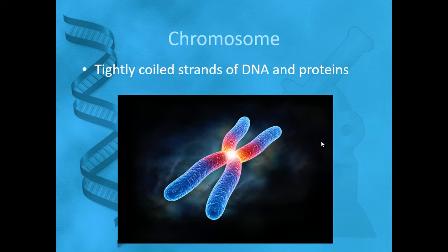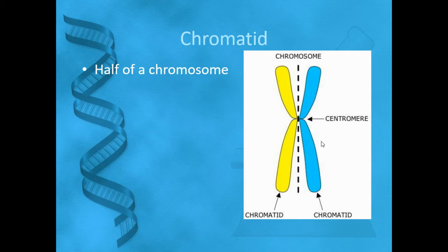So the first word is a chromosome, and these are tightly coiled strands of DNA and proteins. A chromatid is half of a chromosome, and you can see here we have a human chromosome. It's an X shape, and whenever you cut it in half, the yellow portion would be one chromatid, the blue portion would be a second chromatid, and they should have the exact same genes on them.